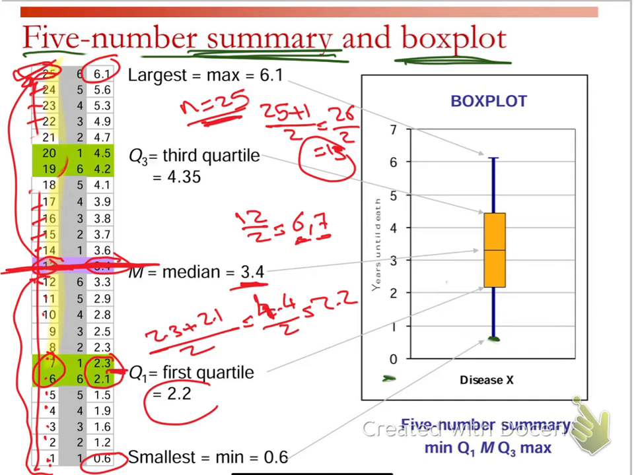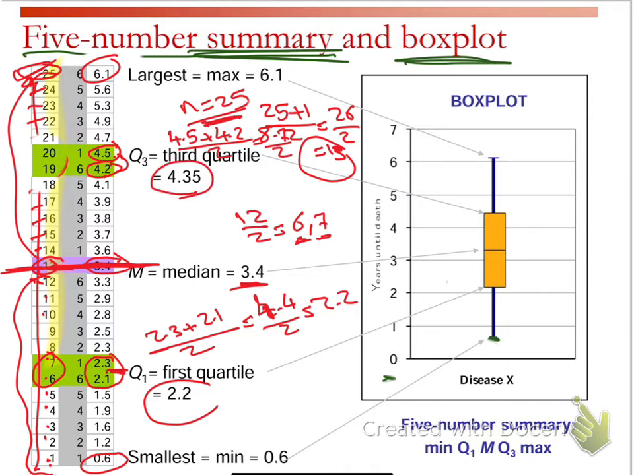Okay, so item number 19 and 20 are 4.2 and 4.5. So the average of them, in order to get the median for this upper part, it will be 4.5 plus 4.2 equals 8.7, divided by 2. So half of them will be 4.35.